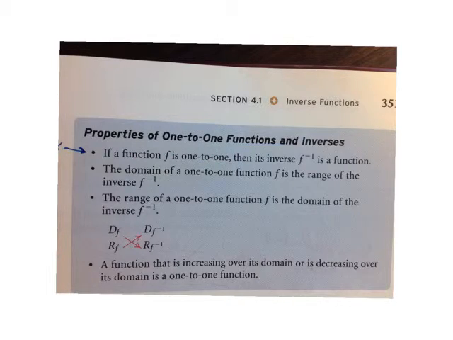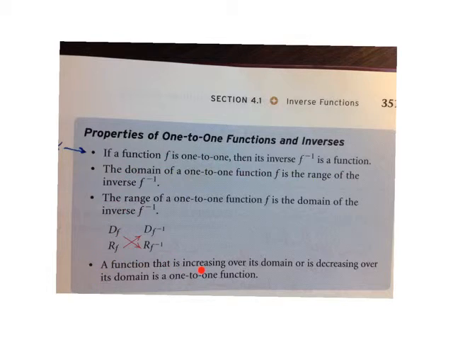Another thing about one-to-one functions, the domain of a one-to-one function is the range of the inverse. So remember, the domain is the x and the range is the y. So the x values of a one-to-one function will also be the range of the inverse, the y values. So if we have numbers between 1 and 10 in the domain, and the function is 1 to 1, the range of the inverse will also include those numbers 1 to 10. The range of a 1 to 1 function is the domain of the inverse, so basically the same thing, only backwards.